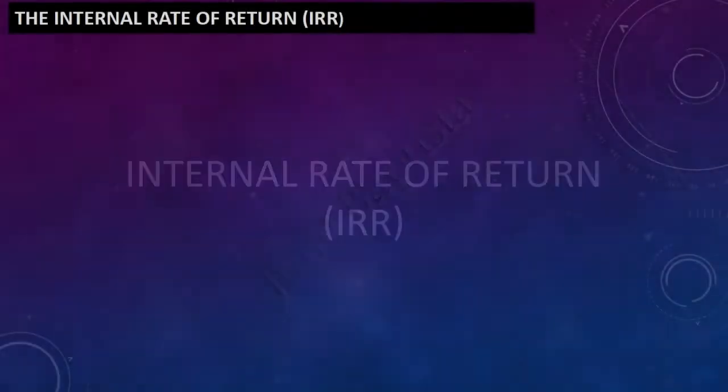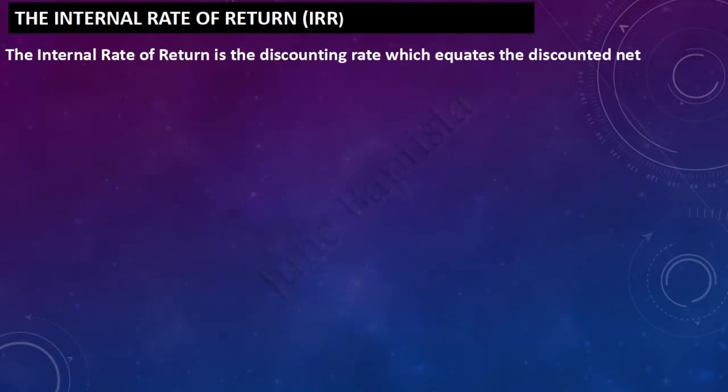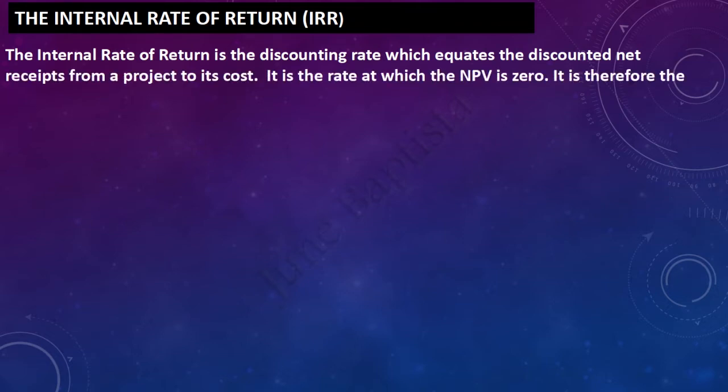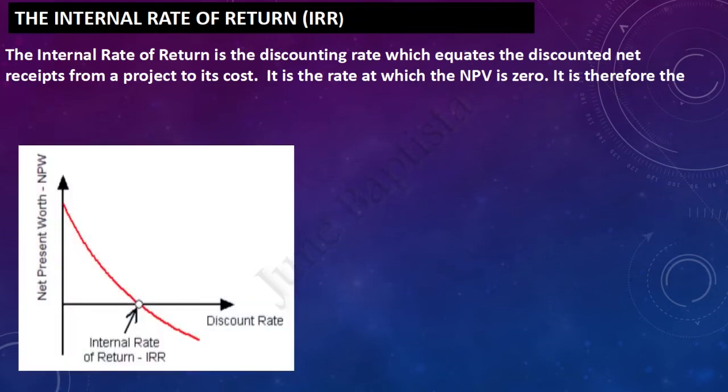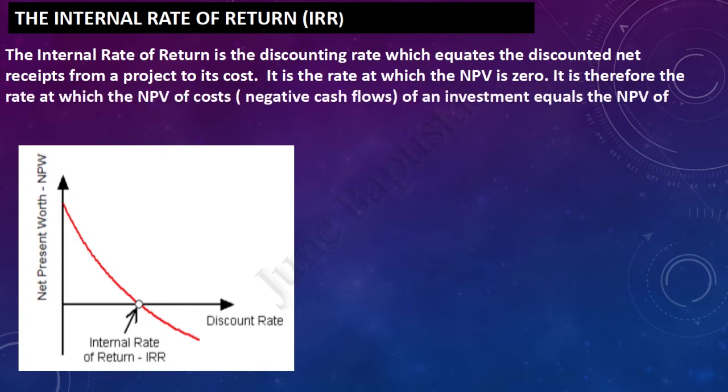Internal rate of return, or IRR. The internal rate of return is the discounting rate which equates the discounted net receipts from a project to its cost. It is the rate at which the NPV is 0, as indicated in the diagram on the left. It is therefore the rate at which the NPV of costs, negative cash flows, of an investment equals the NPV of the benefits, positive cash flows, of an investment.